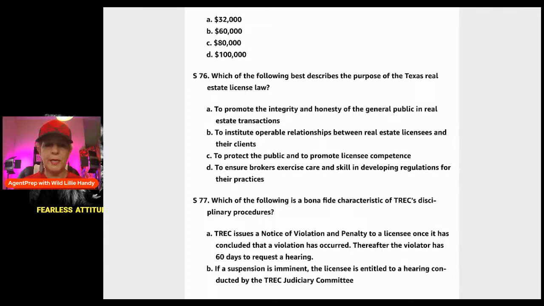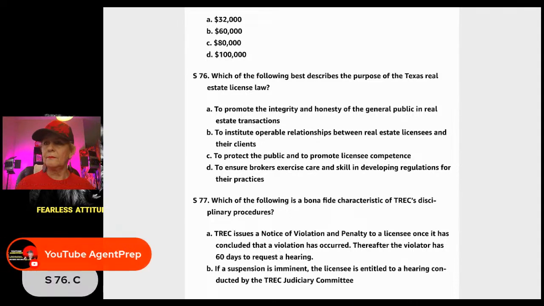So nobody answering? All right, so the answer is 76C, to protect the public and to promote licensee competence. That is the Texas real estate law purpose, to protect the public and to promote licensee competence. So 76C.